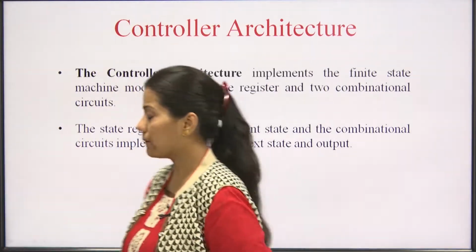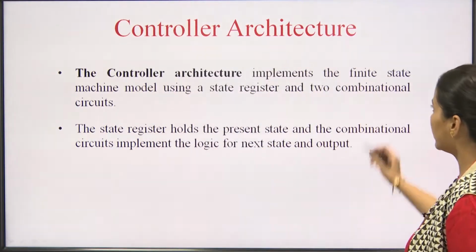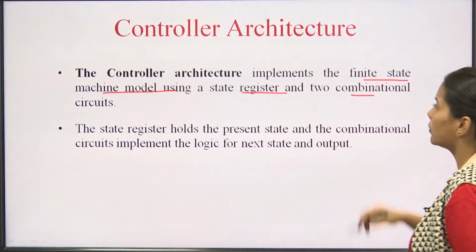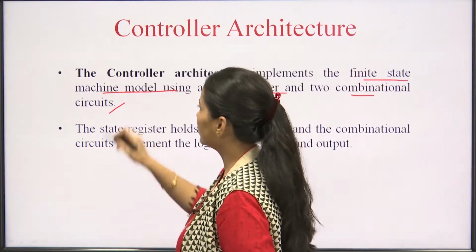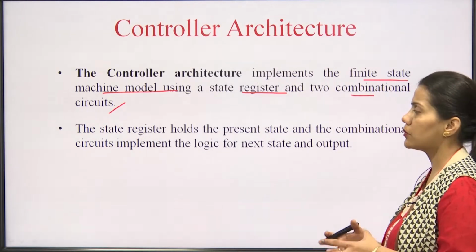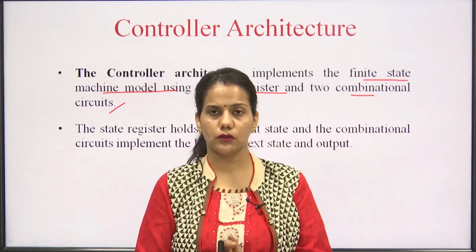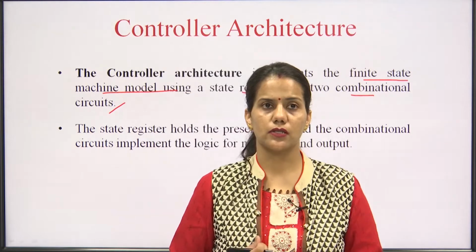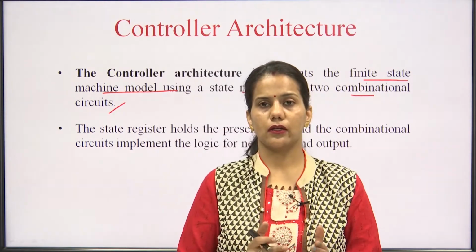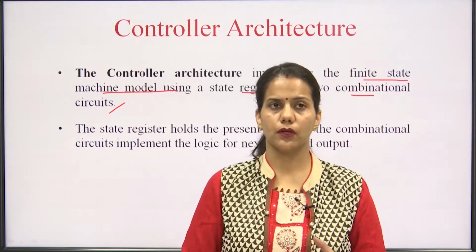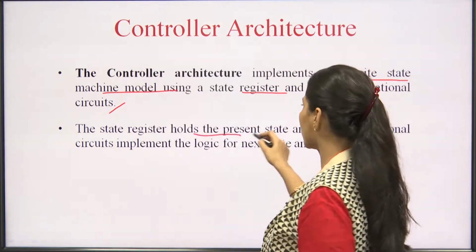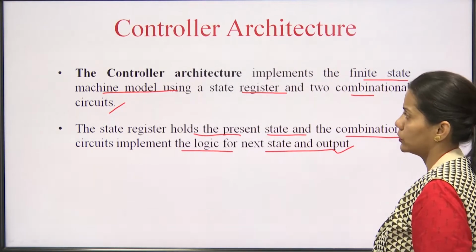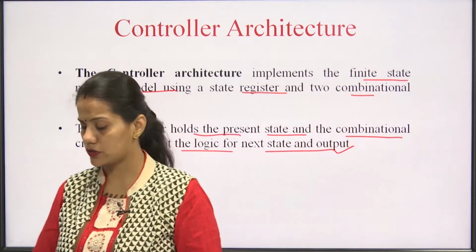When we talk about the controller architecture, it implements the finite state machine models using a state register and two combinational circuits. So, the state machine models come under the controller architecture. Using these state machine models, we can visualize the various states that a product goes through from one to another during its development. The state register holds the present state and the combinational circuits implement the logic for the next state and the output. This is how the controller architecture is implemented.